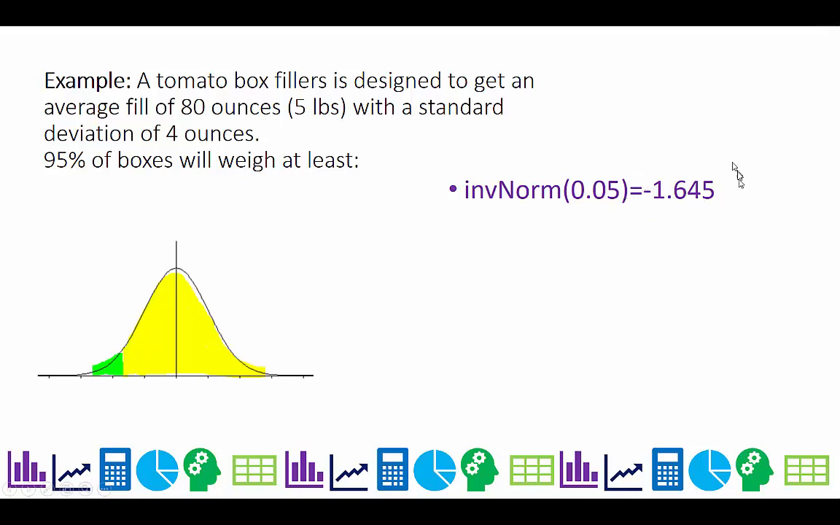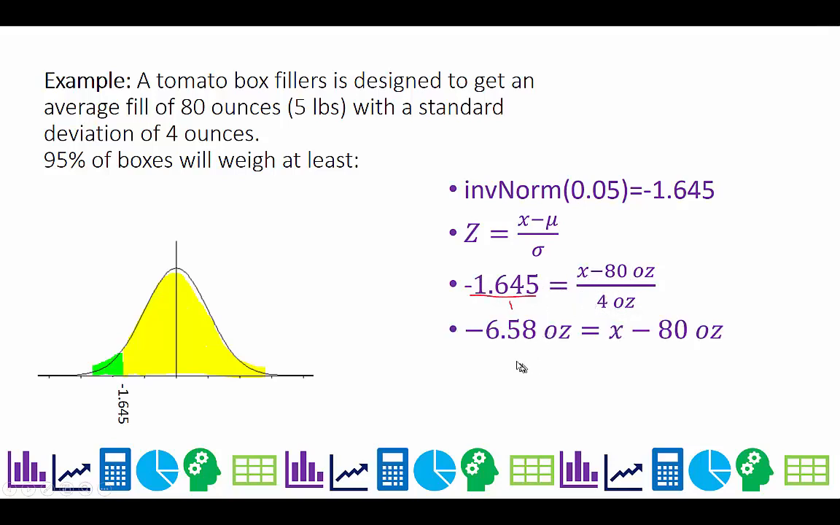We expected a negative z-score when we're below the mean. And I know my formula is z equals x minus mu over sigma. Go ahead and substitute. In this case, we have 80 ounces our mean, and 4 for the standard deviation. Cross multiply, and I get negative 6.58 ounces equals x minus 80 ounces. Add 80 to both sides, and there's your answer. 95% of boxes will weigh at least 73.42 ounces.